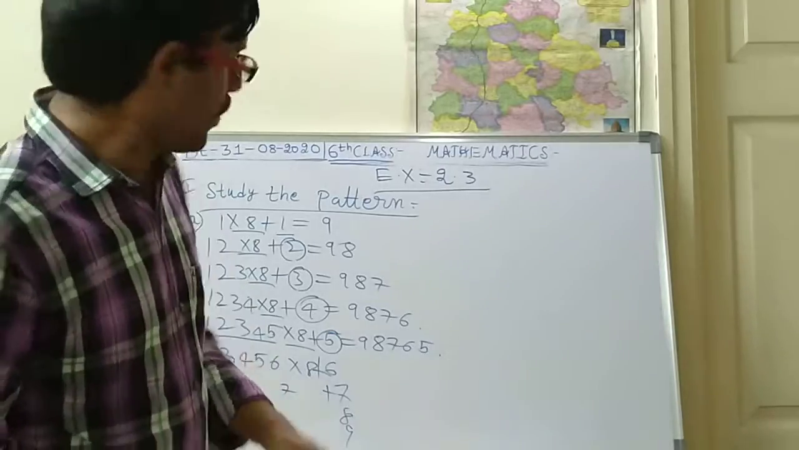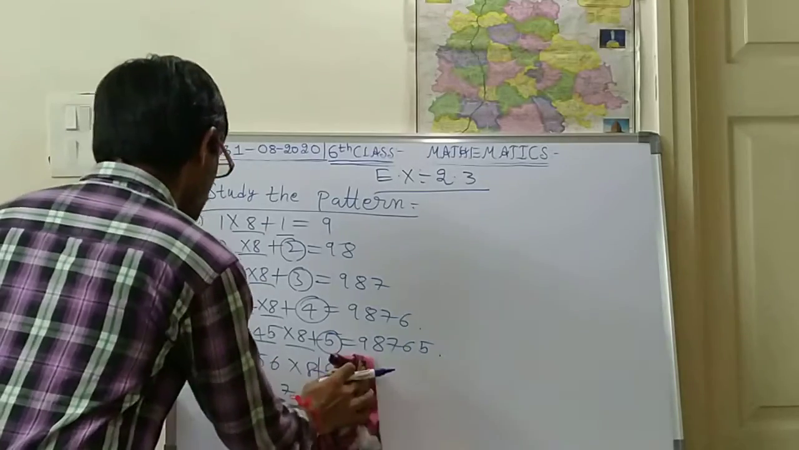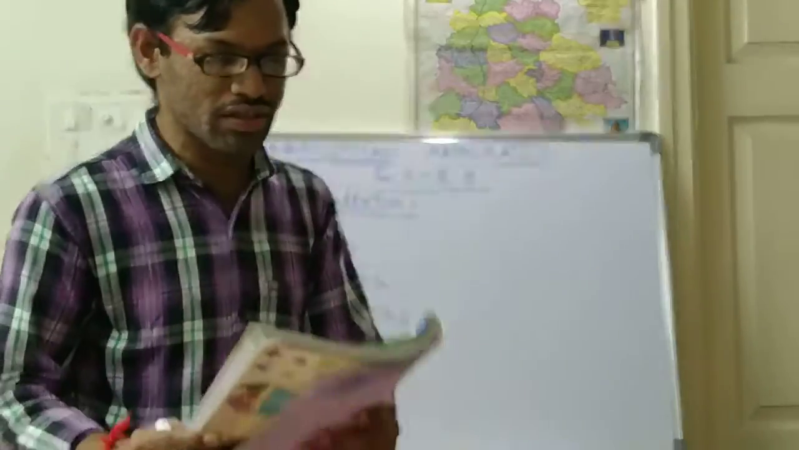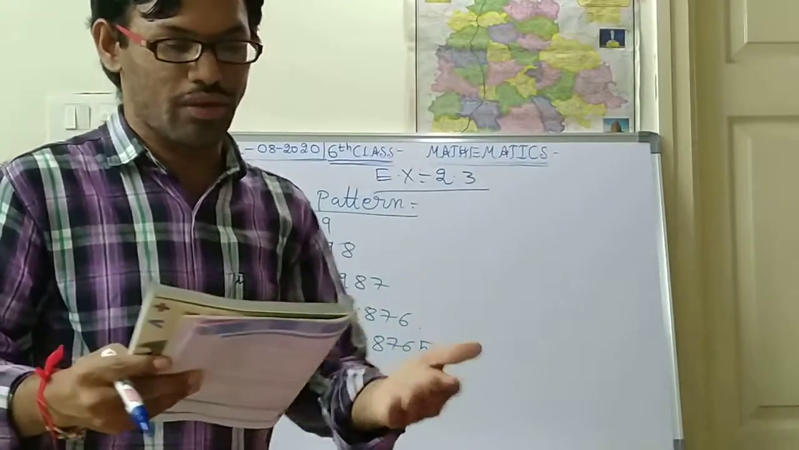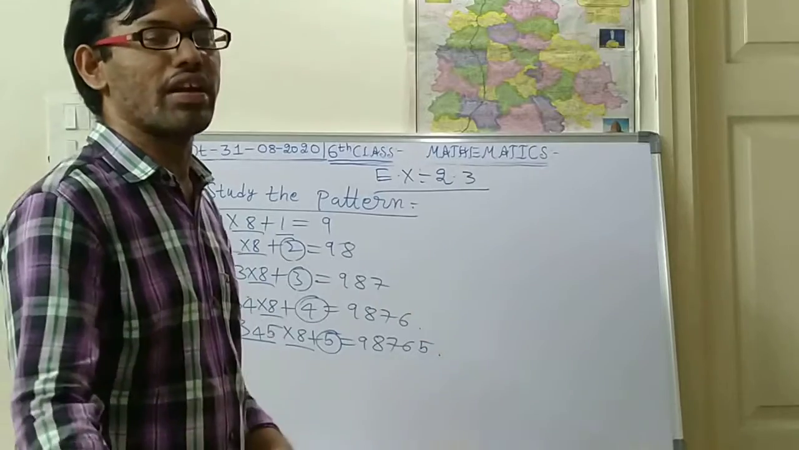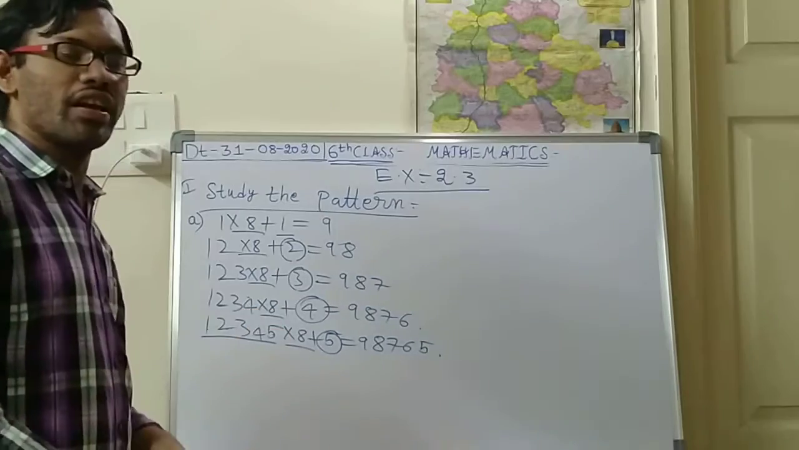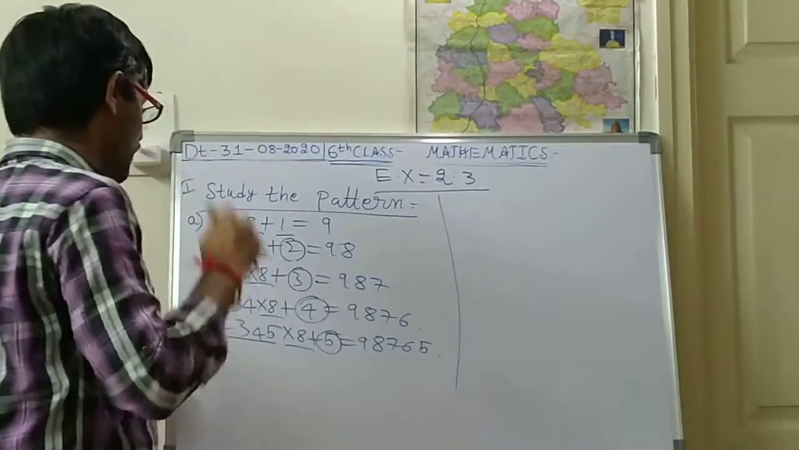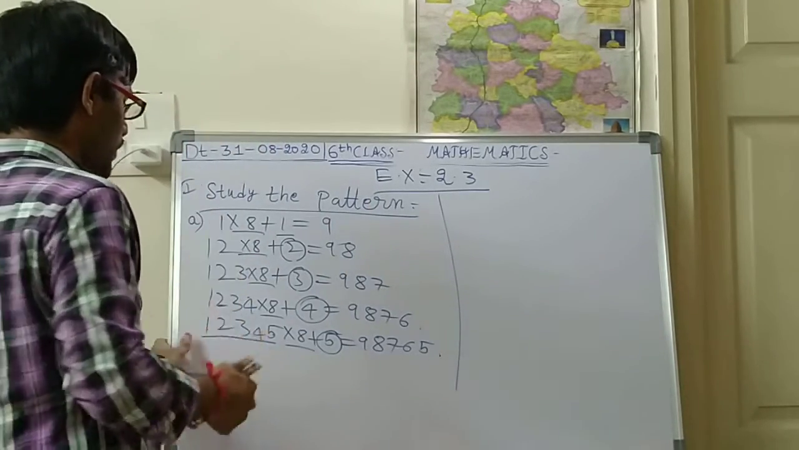Okay. So after writing all these things, what is the question he is asking? Write the next 4 steps. Can you find out how the pattern works? So what will be the next 4 steps? The next 4 steps I am writing here. See. So 1, 2, 3, 4, 5.